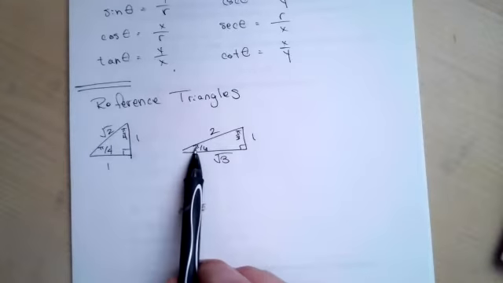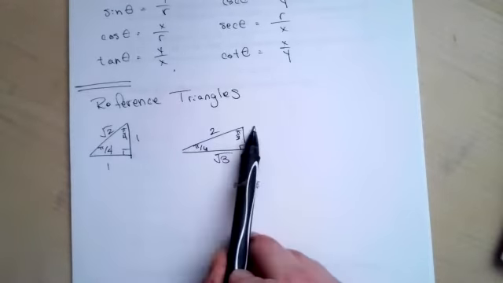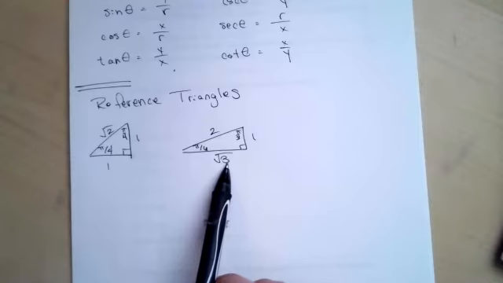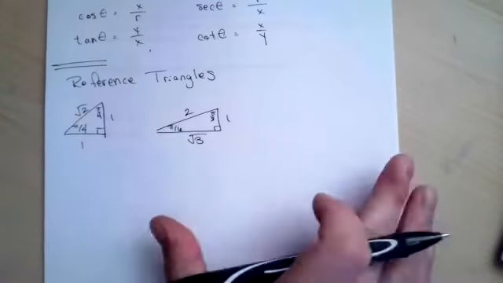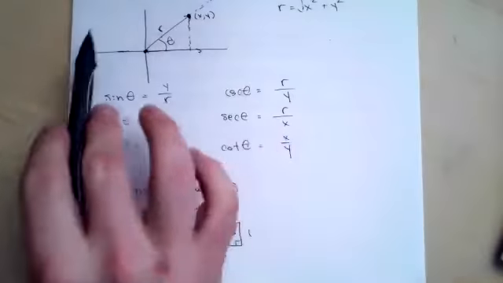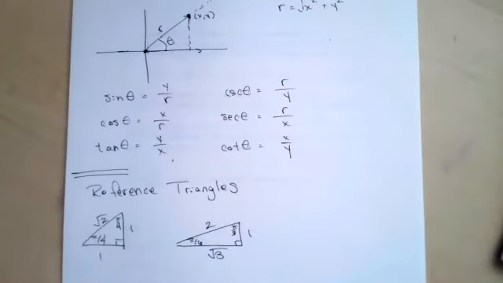And then, of course, the angle opposite the short side is pi over 6. The hypotenuse is 2. Other side is root 3. 1, 2, square root of 3. Pretty easy to remember. And then from that, we can essentially evaluate these trig functions now on any angle in our Cartesian plane.